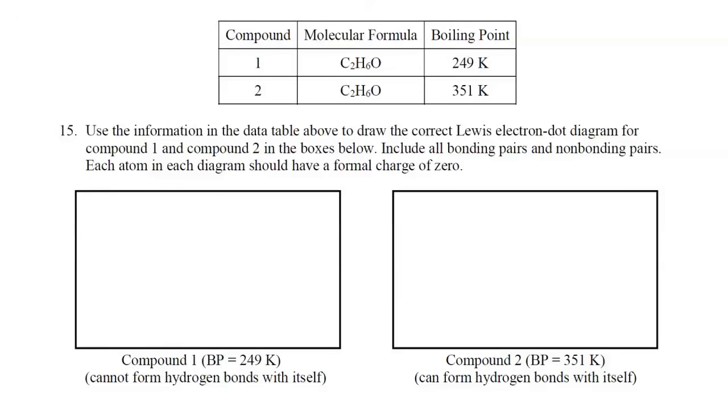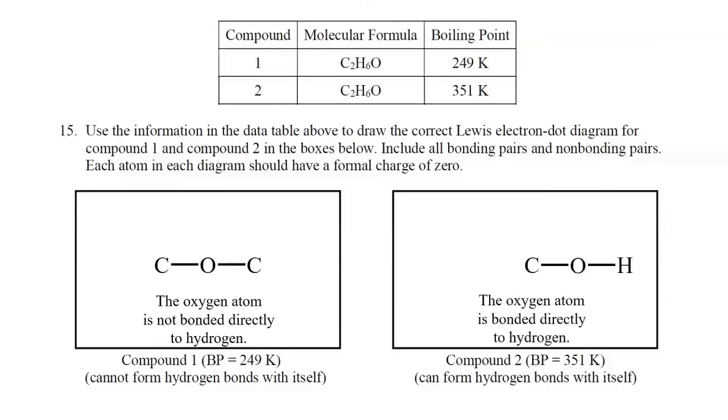Remember that for hydrogen bonding to occur, to be a hydrogen bond donor, the hydrogen should be directly bonded to either nitrogen, oxygen, or fluorine. So I'm going to prevent that from happening in compound 1, and then I'm going to enable that to occur in compound 2. So here's my skeleton for compound 1. The connectivity of the atoms could be C bonded to O, bonded to C, but the oxygen atom is not bonded directly to hydrogen. And then for compound 2, I do want the oxygen to be directly bonded to hydrogen, so C bonded to O, bonded to H.